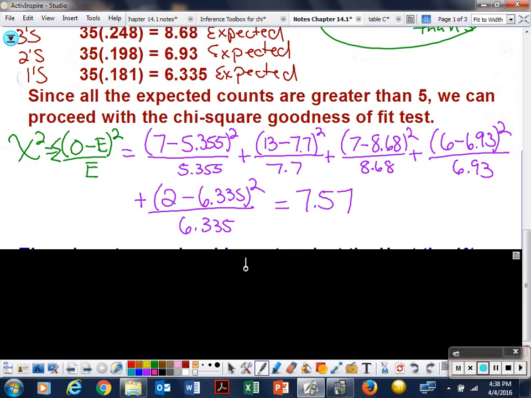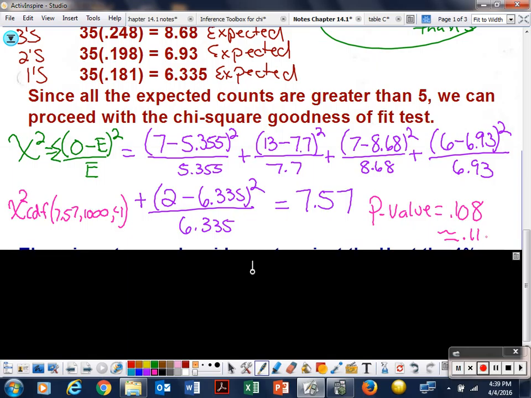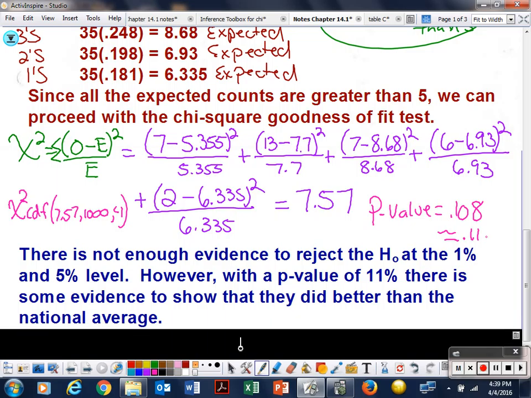All right, so again, we went chi-square CDF 7.57, comma 1,000, comma 4. Do not write that on the AP test. And we get a p-value of 0.108. Or let's just put 0.11. Close enough, 0.11. So that is not that significant. So we can say there is not enough evidence to reject the hypothesis at the 1% and 5% level. However, with a p-value of 11%, there is some evidence to show that they did better than the national average.